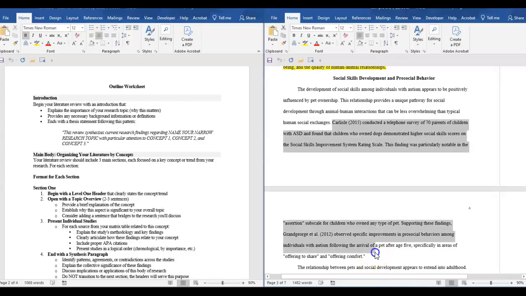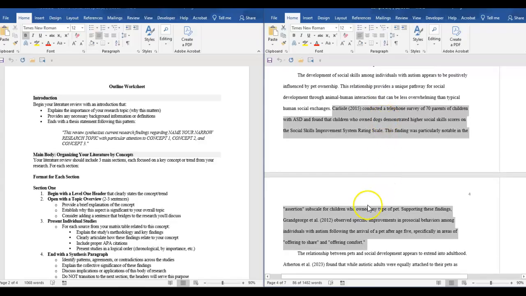If you look here in this first paragraph, you've talked about 2 different studies. These would have come from your synthesis table. So Carlisle, 2015, conducted a survey of 70 parents of children with autism spectrum disorder and found that children who own dogs demonstrated higher social skills scores on the Social Skills Improvement System rating scale. This finding was notable. Okay, so you're going to summarize what your studies said about this subtopic. And then you'll move on to the next one.